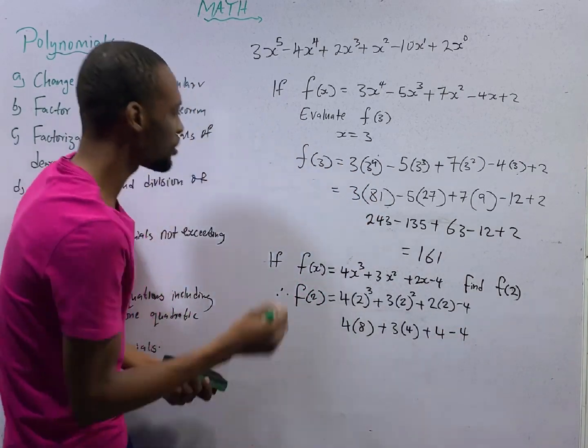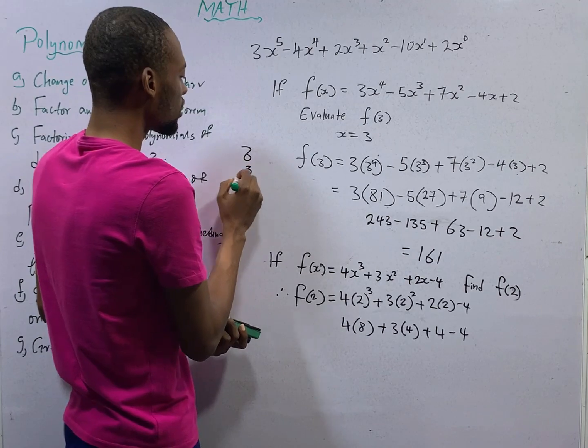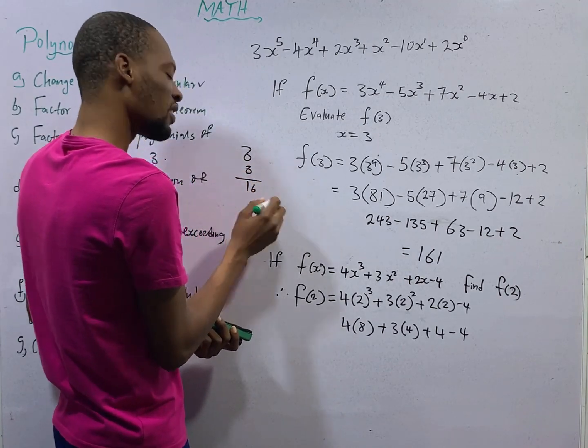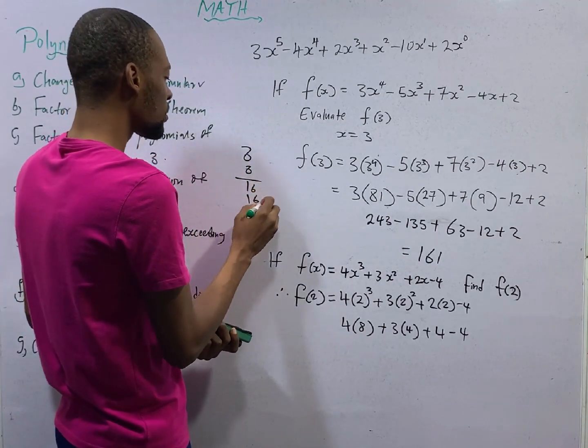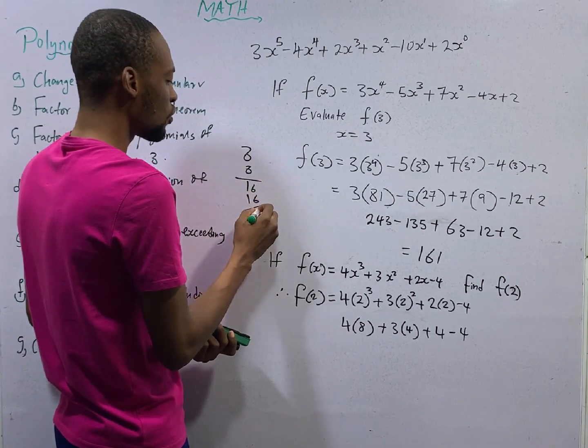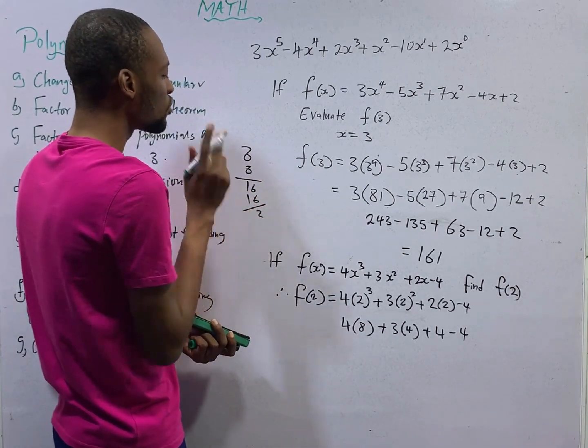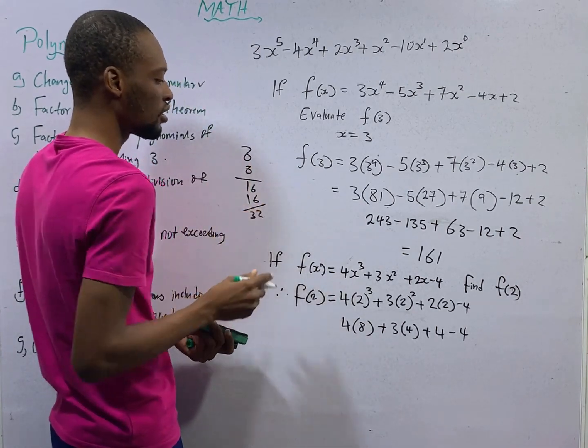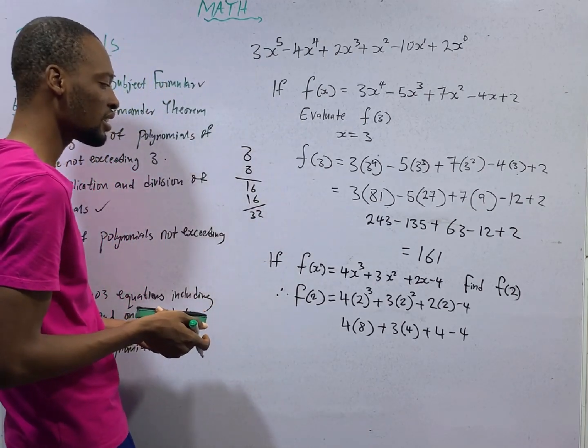4 times 8 is 8 plus 8, 16. Another 8 plus 8, 16. So 16 plus 16. 6 plus 6 is 12. 1 plus 1 is 2, plus the 1 you carry, 3. So 4 times 8 is 32.